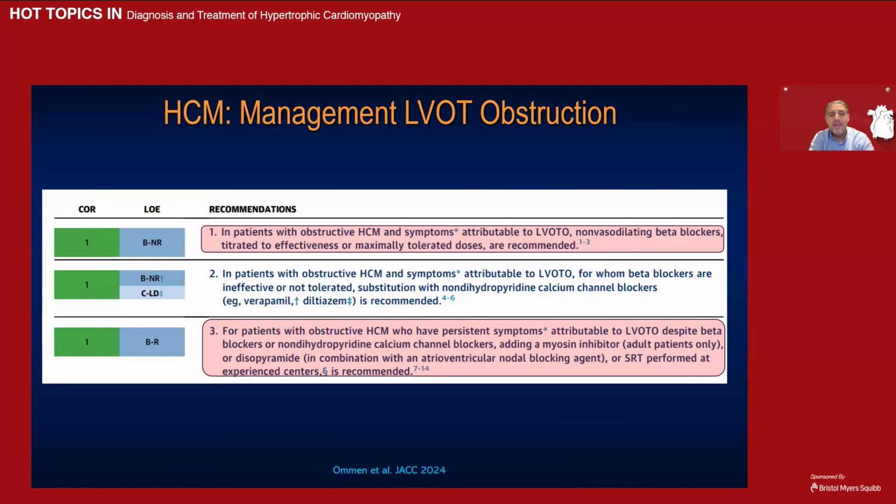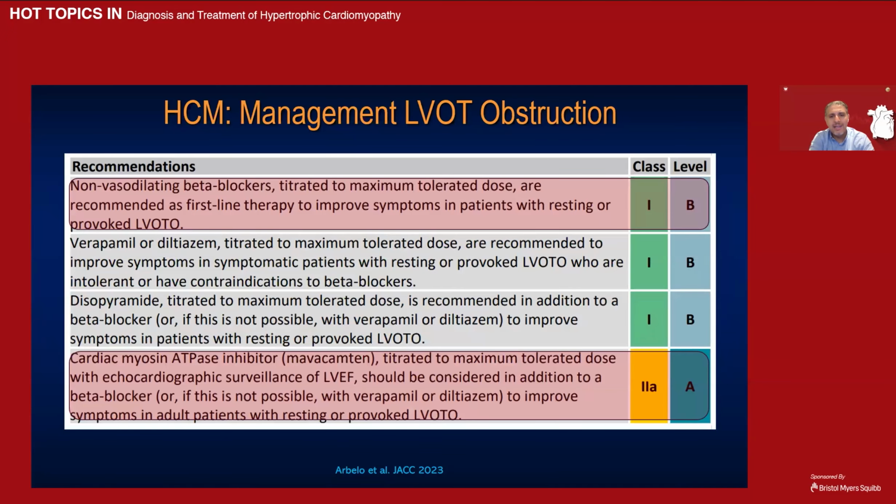adult patients. The European guidelines have taken a slightly different stance, and they still recommended beta blockers as the first line of therapy for symptomatic obstructive HCM patients, and they gave the addition of myosin inhibitors, mavacamten, a 2A recommendation in patients who have residual or persistent symptoms.